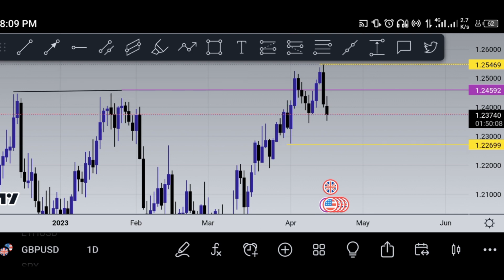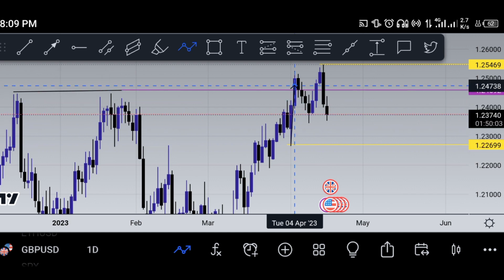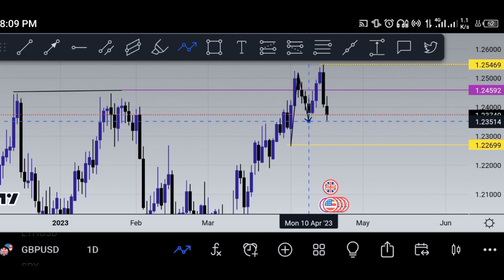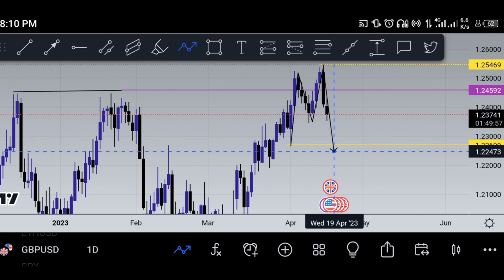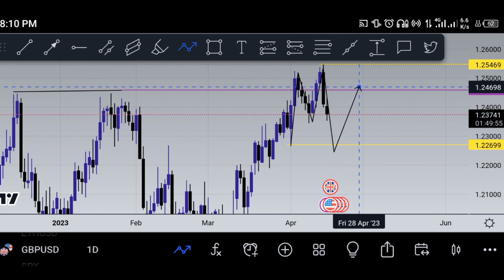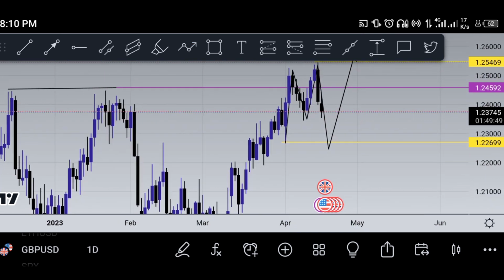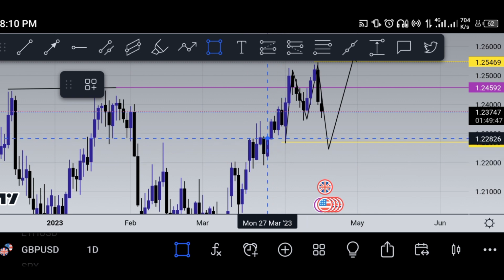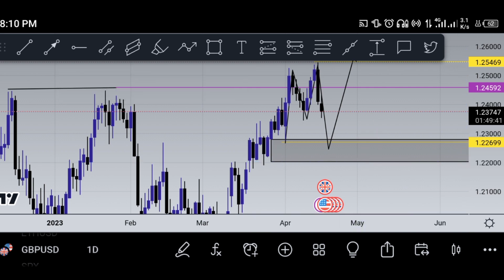So remember, I'm looking at formation of structure. You see that we had a structure around here like this, and like this, like this. So I'll be expecting price to break through this point before taking out this high. So this is what I'll be looking at, and then you can see that we have here to mark out. So I'll be looking at this area to mark out.